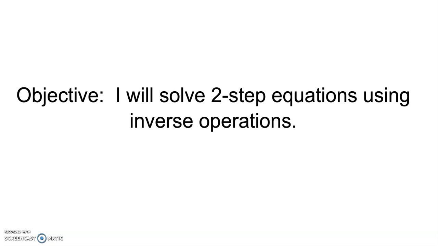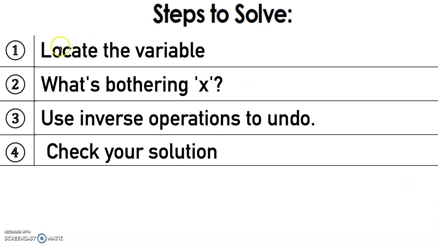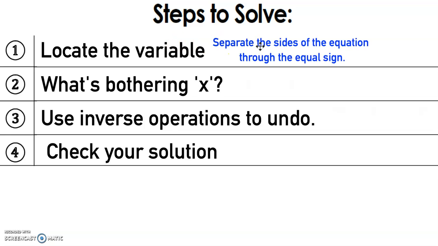In this video, we will solve two-step equations using inverse operations. The steps to solve: first we're going to locate the variable, and we're going to separate the sides of the equation through the equal sign. That way we can keep track of what's on the left and what's on the right of the equal sign. Then we have to figure out what's bothering x, or our variable. Identify the operations that are happening.